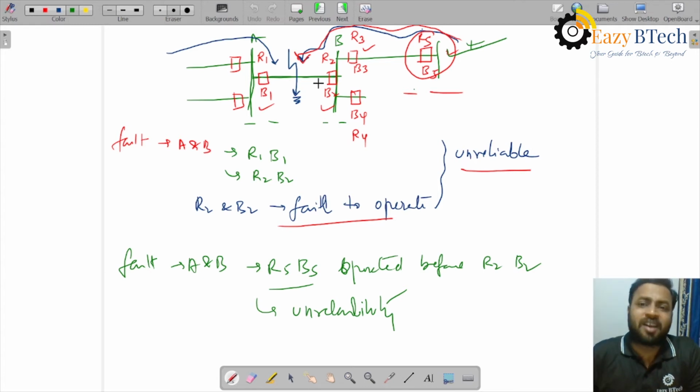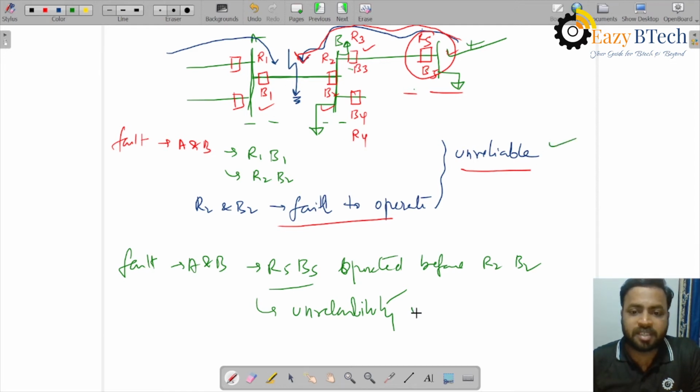Well, you can say that they have isolated the fault before R2 and B2, then the fault got isolated and the system is protected. Well, the system got protected, but what about the load connected to R5 and B5? There is a load connected here, let us suppose. So if R5 and B5 are opening, what happens to the load connected to this feeder? So these are the two reasons for the system being unreliable, and both of them are not desired.